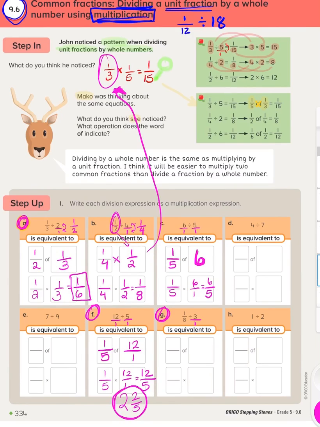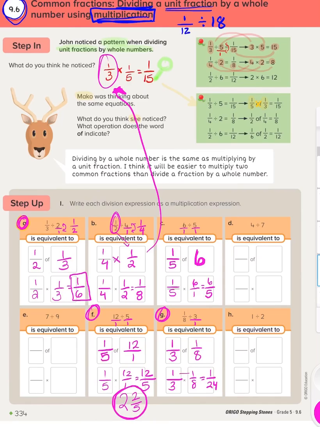Let's look at G now. G, my first number stays the same, so it's going to be 1/8. My second number is going to get flipped upside down. So instead of 3/1, it's going to be 1/3. And "of" just means multiply. So it's going to be 1/3 times 1/8. I multiply across. 1 times 1 is 1. 3 times 8 is 24.